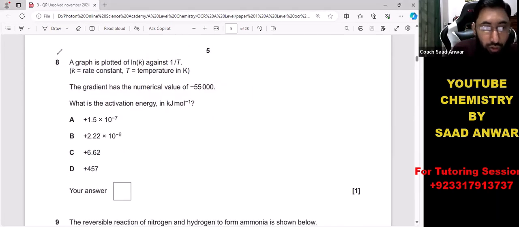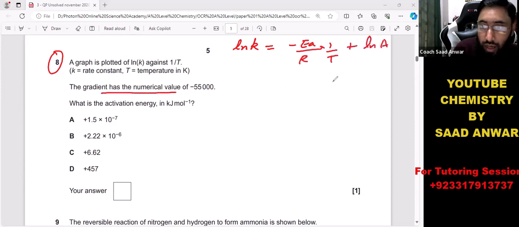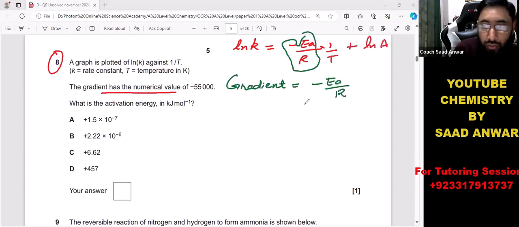Now guys, I'm going to solve question number 8. The graph is plotted of natural log K. You can just go over the question; I'm going to focus on its solution. Natural log K is equals to minus EA upon R. I have to find EA.